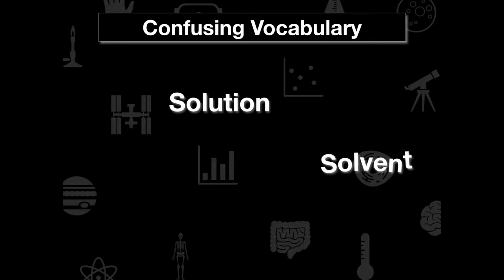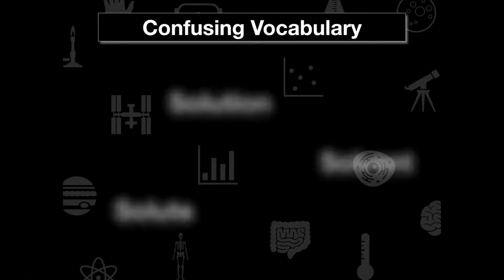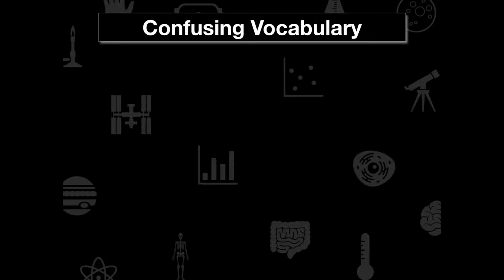We have the words solution, solvent, and solute. And students commonly get these three S words kind of confused and they don't necessarily understand what they mean. So let's go through and look at this confusing vocabulary. So let's start off here.